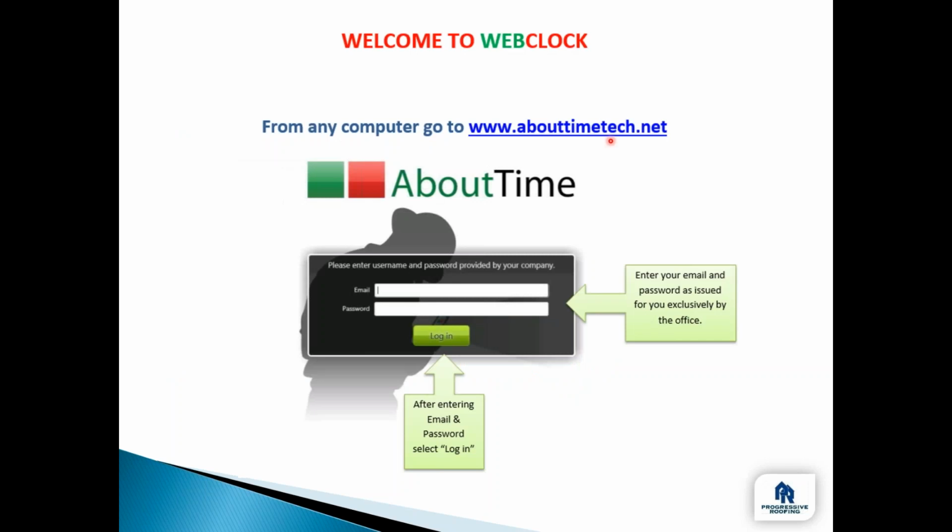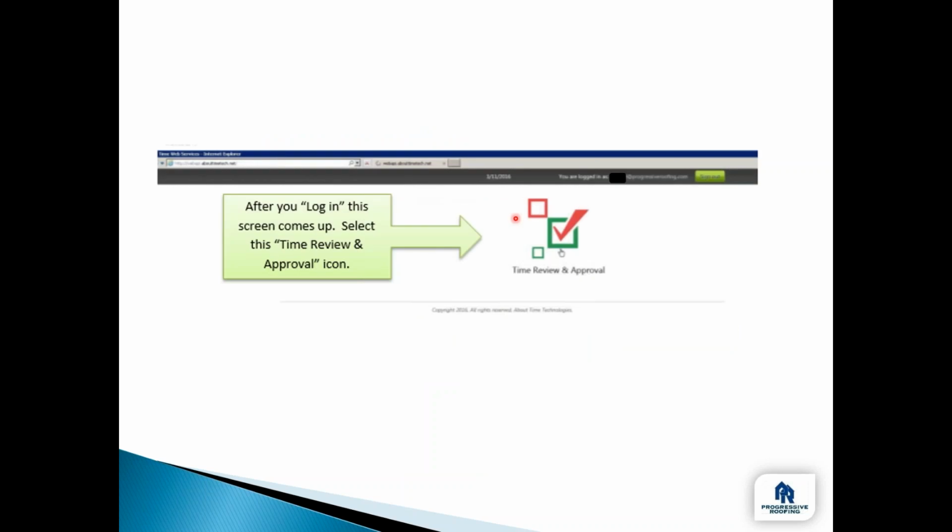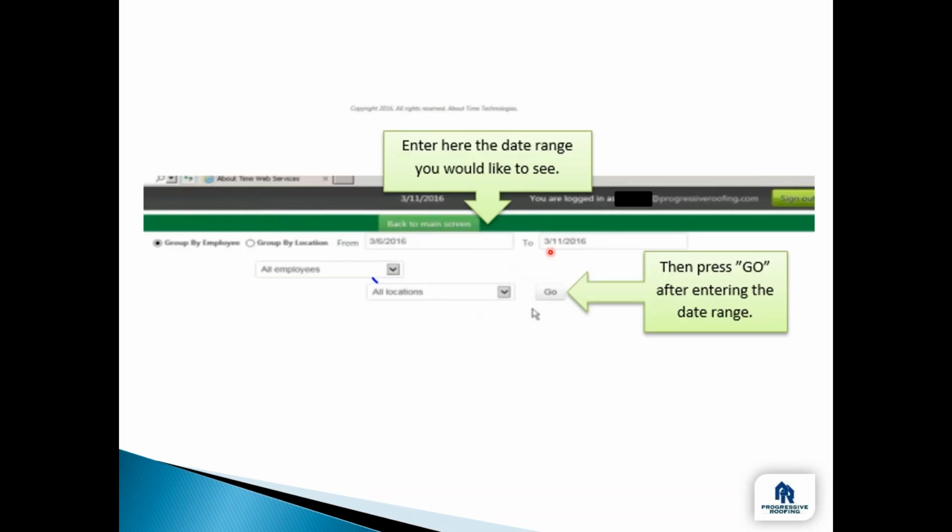So you go to the website, and when you open the website, this entry screen comes up. This is where you would enter the email that you've been given and the password. When you enter that information in, you tap log in. And the next window that comes up, you're already in the Web Clock. You tap this time review and approve icon. And then in here, you would go ahead and put your date range in. It could be today's date. It could be the week, whatever.